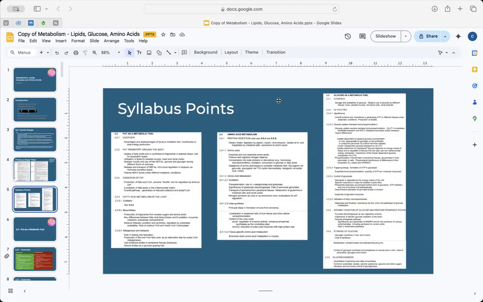So these are the syllabus points. Like I said, there's quite a lot of them to get through. We'll start going through them in order, basically. They're not in order on my screen, I've realized. So I'll do fat as a metabolic fuel first, then glucose, and then amino acid metabolism.